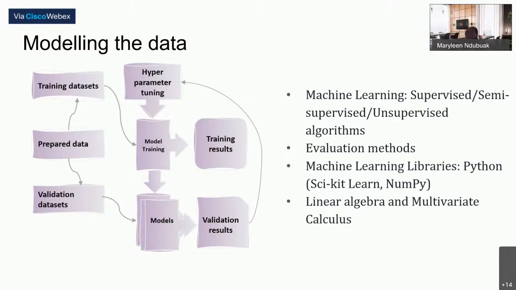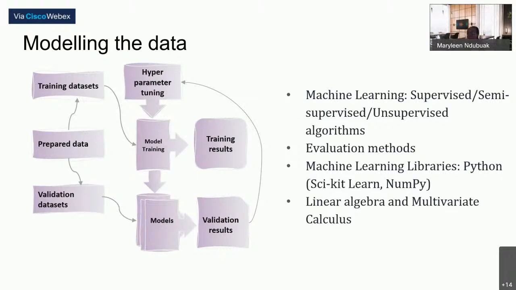And we can use different machine learning algorithms. Remember, we talked earlier about machine learning engineers. This is really their department, they love this. You have supervised, semi-supervised, and unsupervised algorithms. I won't go too in depth into that. That's like another course on its own.